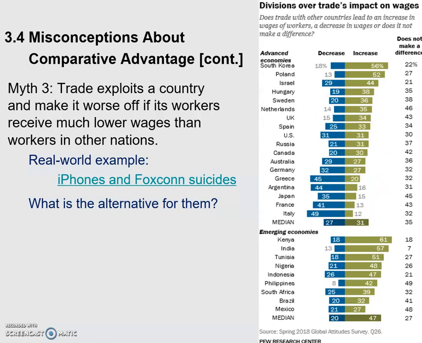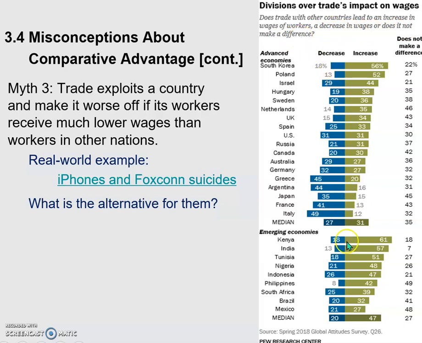Here on the screen, you see this poll made by Pew Research Center, which is a very prestigious independent research institution. They polled among advanced economies and emerging economies. Emerging economies means developing economies which have grown relatively faster in the past years. Now, I would like to draw your attention to these emerging economies. The poll question is: does trade with other countries lead to an increase in the wage of workers, a decrease in wage, or does it not make a difference?